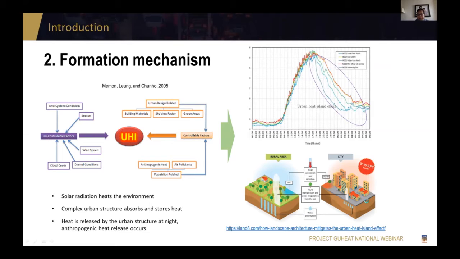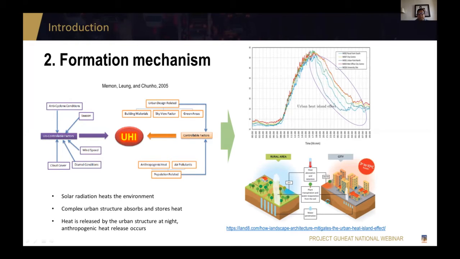For example, heat will be retained by the urban structure due to the canyon structured environment of the urban area. And in the rural area, as you can see in this figure, there is no complex structure. So heat will not be retained. Whereas here, the absorbed heat will be retained.